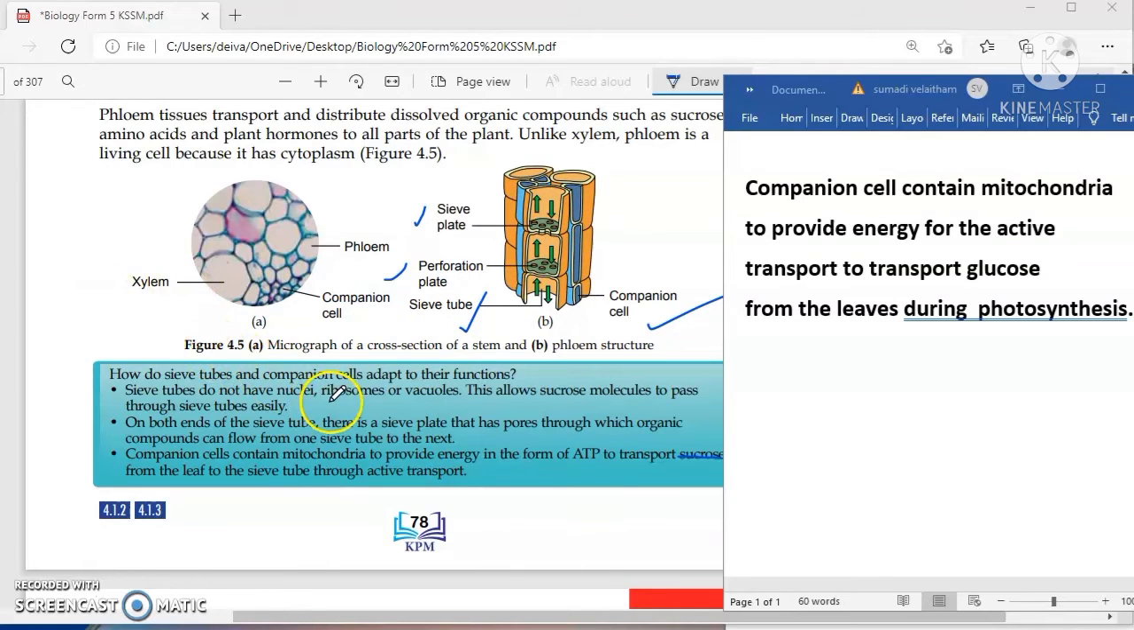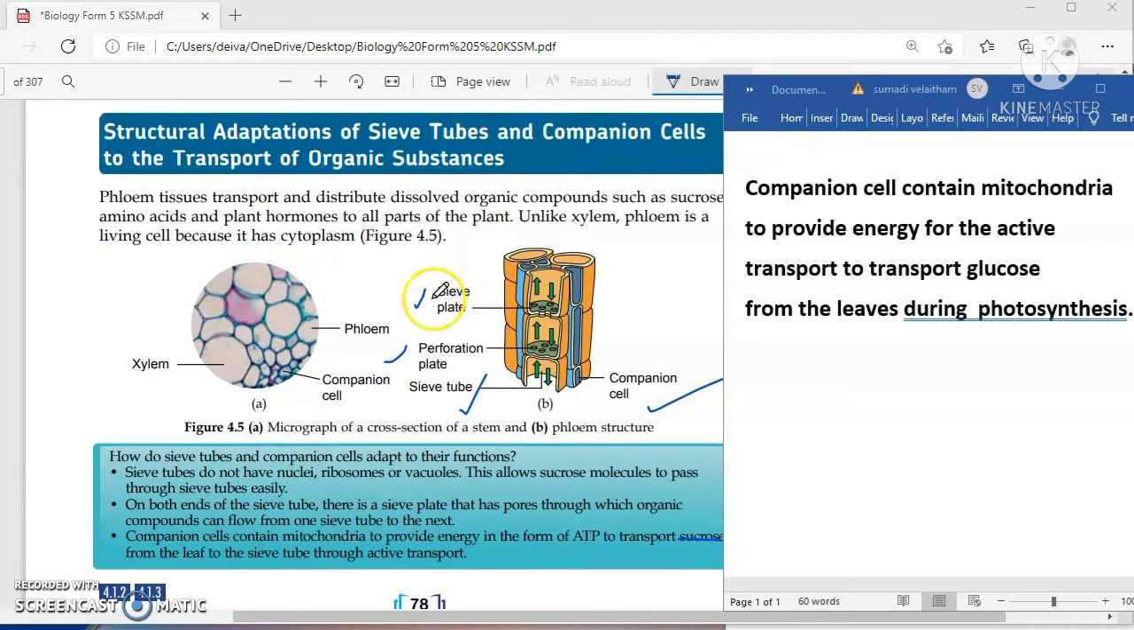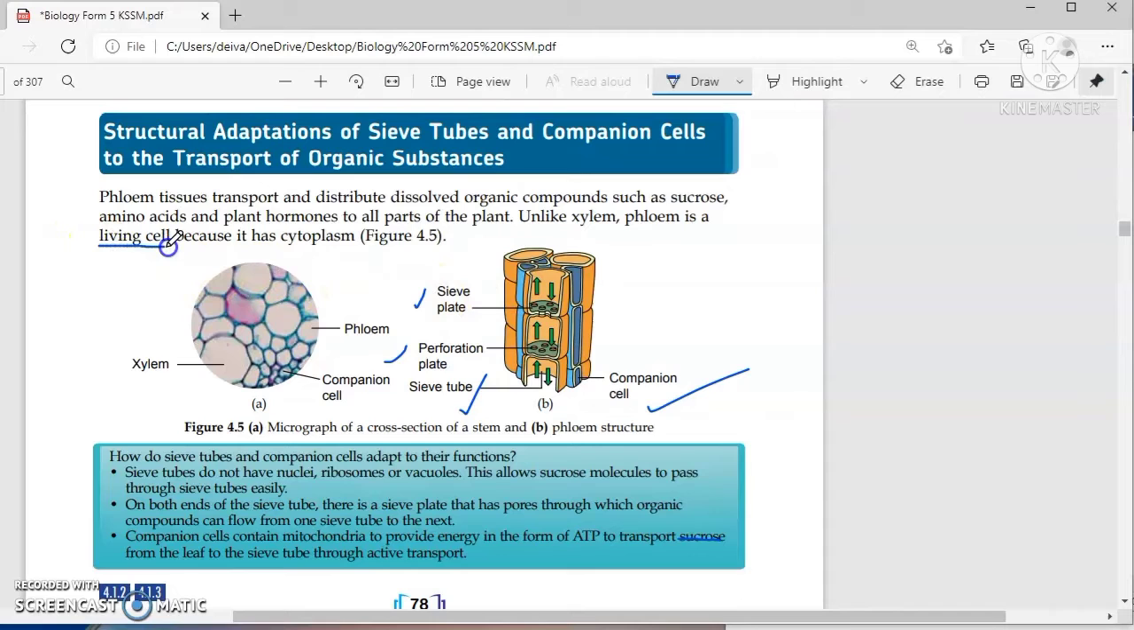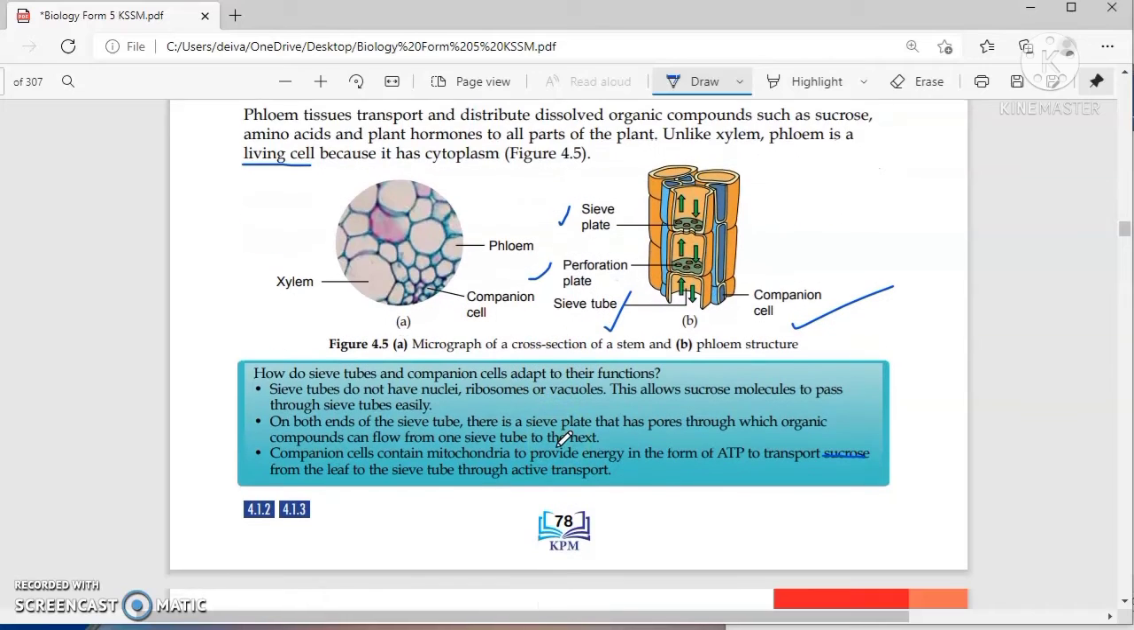Okay, when we see here, the sieve tube does not have a nucleus, and this tissue is living cell, phloem living cell. Just now we saw xylem dead cells. For phloem, they are living cells. Cell hidup. So through this sieve tube, the food will flow. Okay, this is about the phloem.